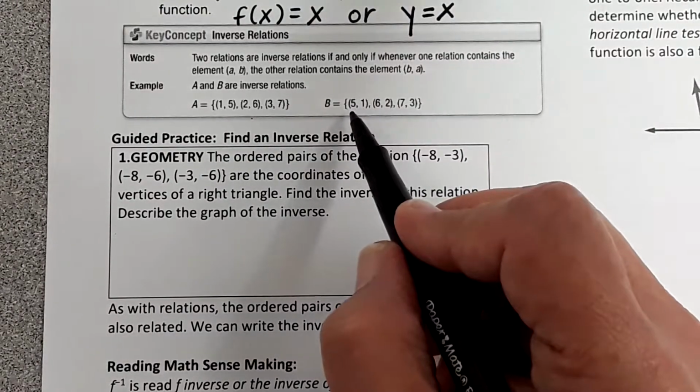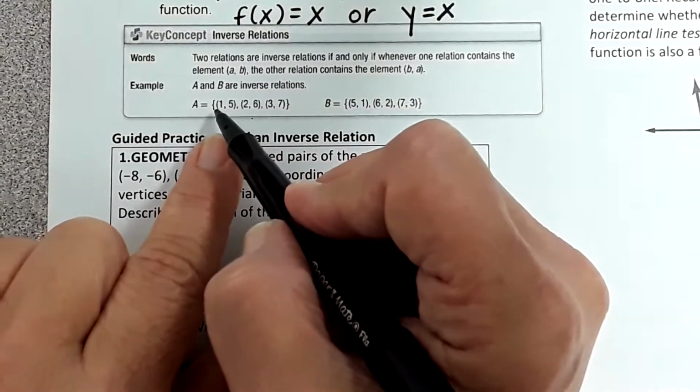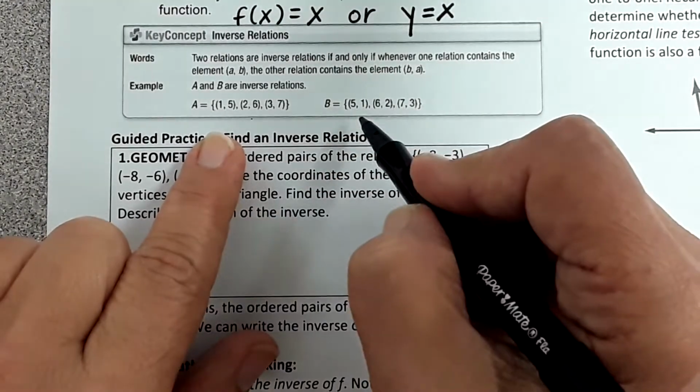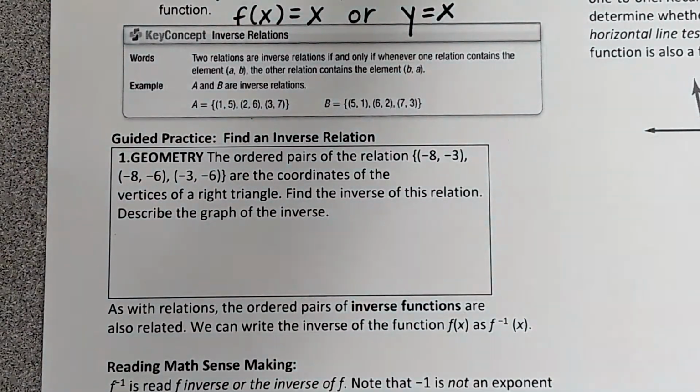But in this function, if I plugged in 5, I should get 1. So if I plug in 1, I get 5. In the inverse function, if I plug in 5, I should get 1. That's how we know they're inverses. Their ordered pairs should be flip-flopped. If they're not flip-flopped, then they're not inverses. So we're going to talk about that.